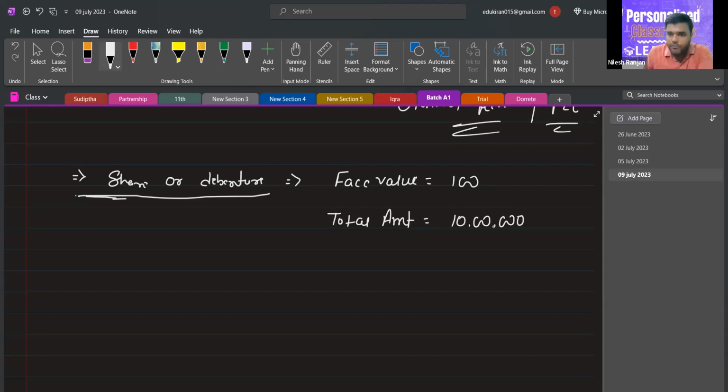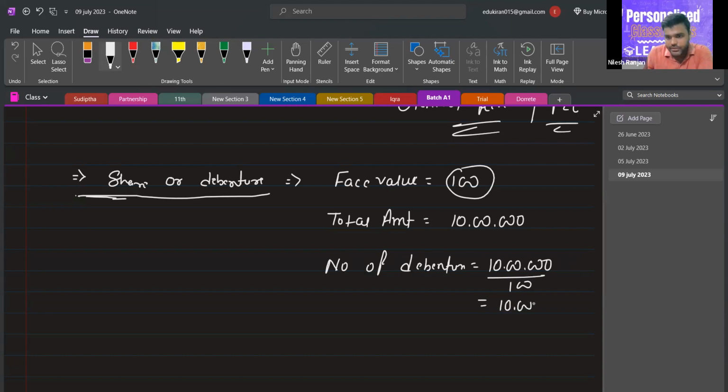This is the value of debenture, and one debenture is of rupees 100. So for calculation of number of debenture, we can use these two information. Number of debenture will be 10 lakh divided by 100, you will get 10,000. The number of debenture is 10,000, and when we multiply it with 100, their price, we will get 10 lakh, the total amount.